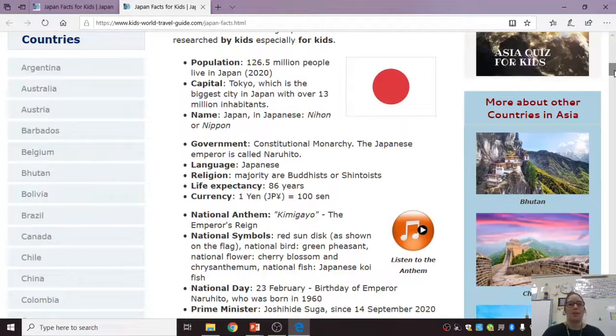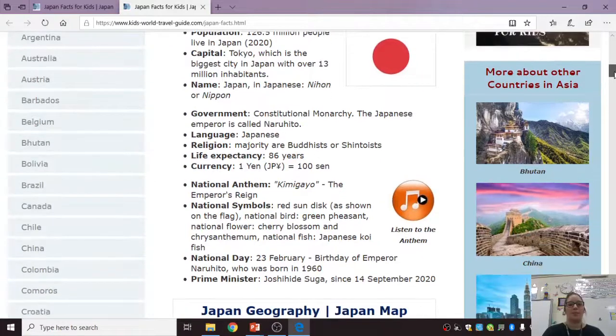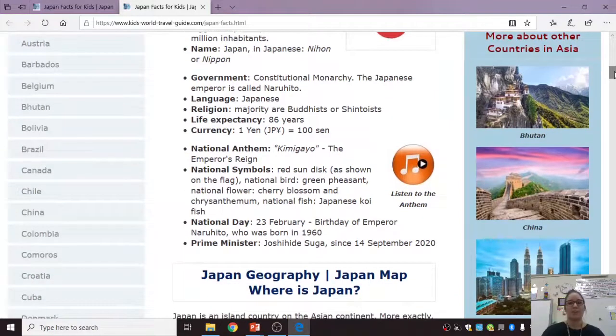And if we go down, we can see the religions, so the majority of people who live in Japan are Buddhist or Shintoists. And the life expectancy there is 86 years, so that is the average age that people live to. The currency is not pounds like us or euros. They're yen, so you may not have heard of yens. That's their currency. So if they buy something, it might be 10 yens rather than £10 or €10.